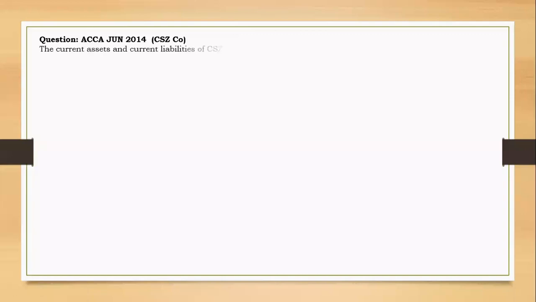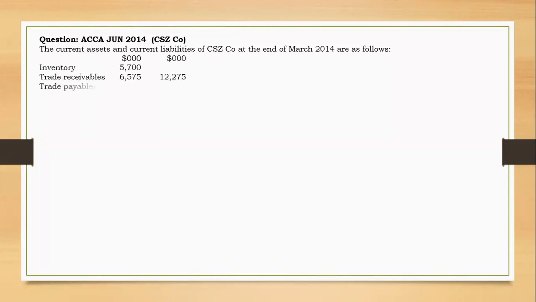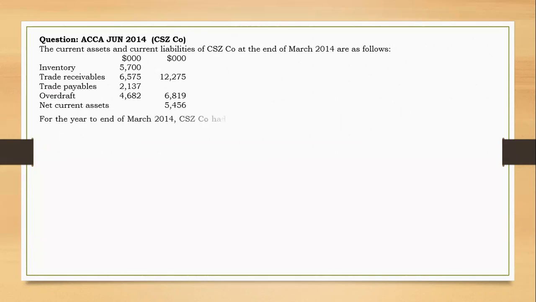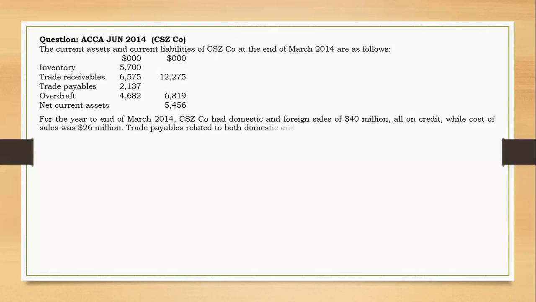The current assets and current liabilities of CSZ Company at the end of March 2014 are as follows. So we are given the current assets and liabilities: inventory, trade receivables, payables, and overdraft, and the net current assets. Then we are told for the year to the end of March 2014, CSZ Company had domestic and foreign sales of $49 million, all on credit, while the cost of sales was $26 million. Trade payables related to both domestic and foreign suppliers.